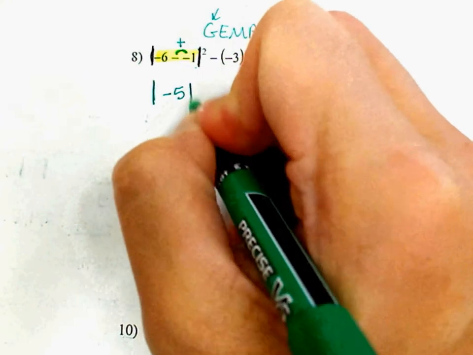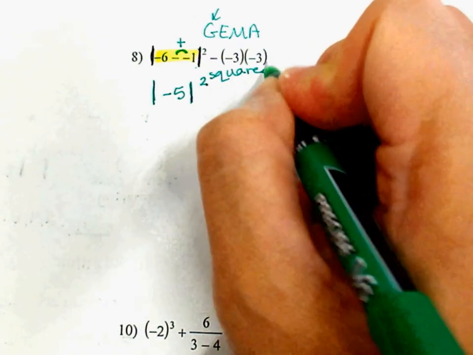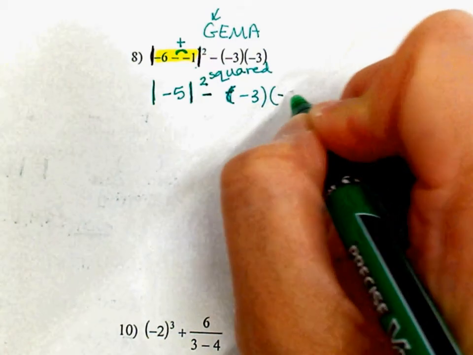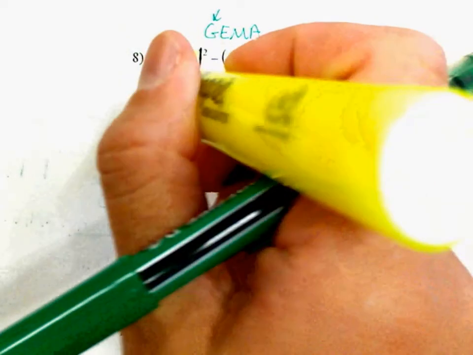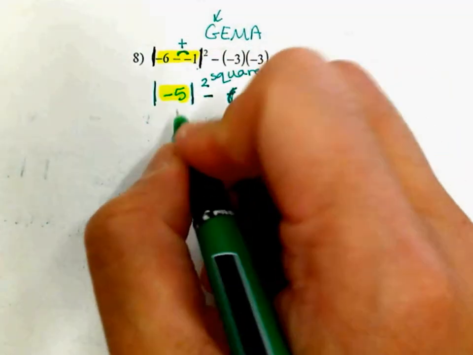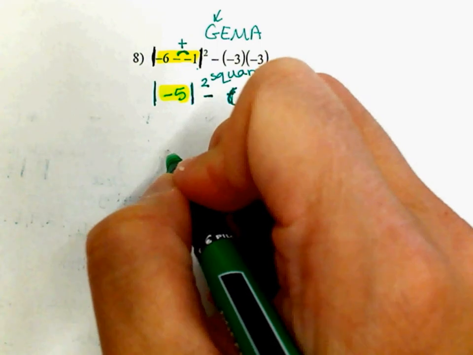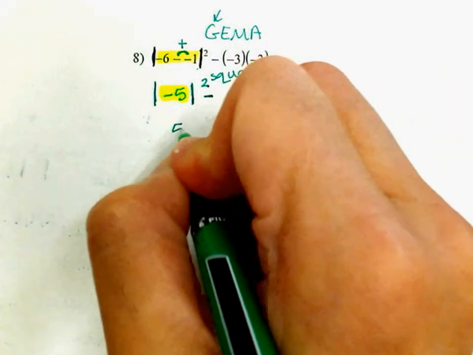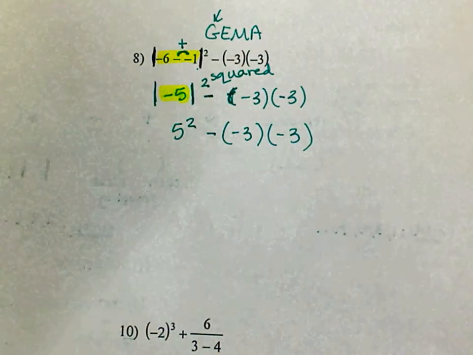Squared. The English word for that is a square, in case you forgot. Squared, minus parentheses -3 parentheses -3. Do the absolute value first. Think of that as parentheses. What's the absolute value of -5? Don't square it yet. What's the absolute value of -5? Positive 5, squared, minus parentheses -3 minus parentheses -3. Make sure you make it positive.